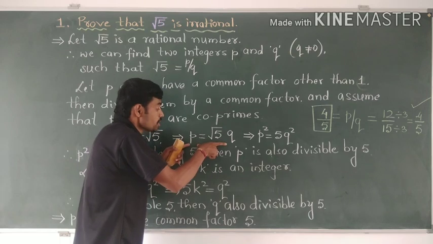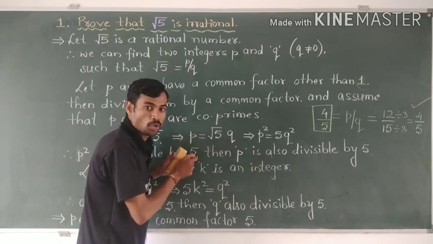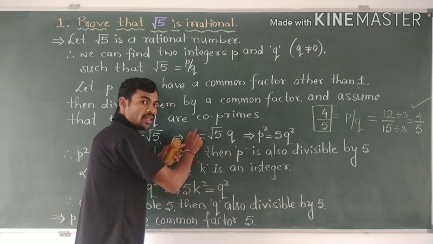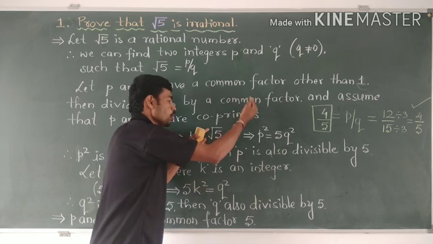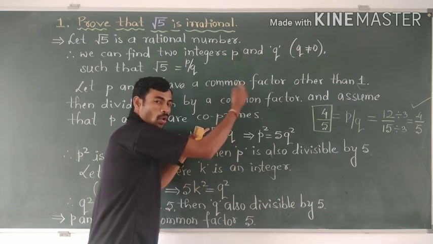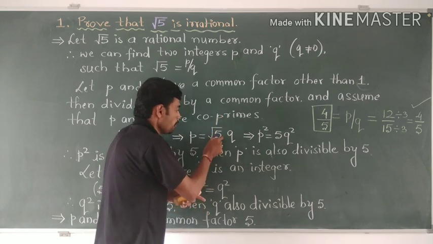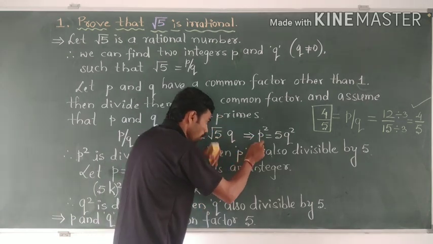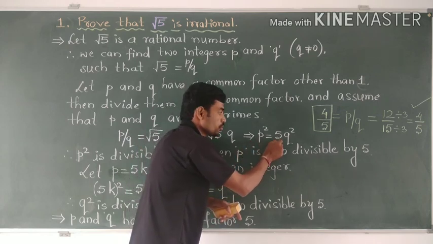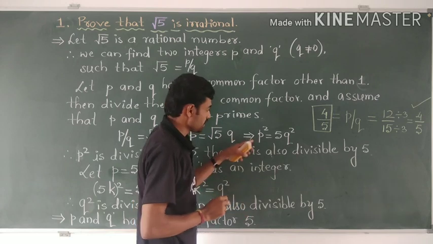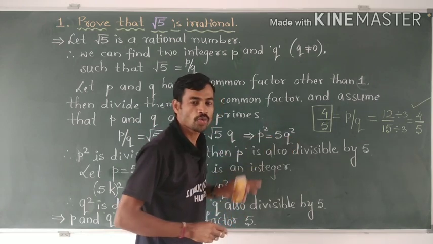Now what we have to do? Squaring on both the sides. That is p square is equal to root 5 q whole square. It means root and square get cancelled. p square is equal to 5 q square. This implies p square is equal to 5 q square.